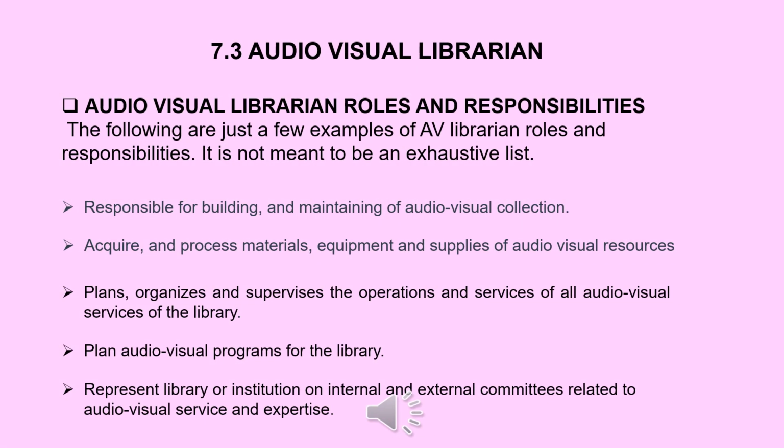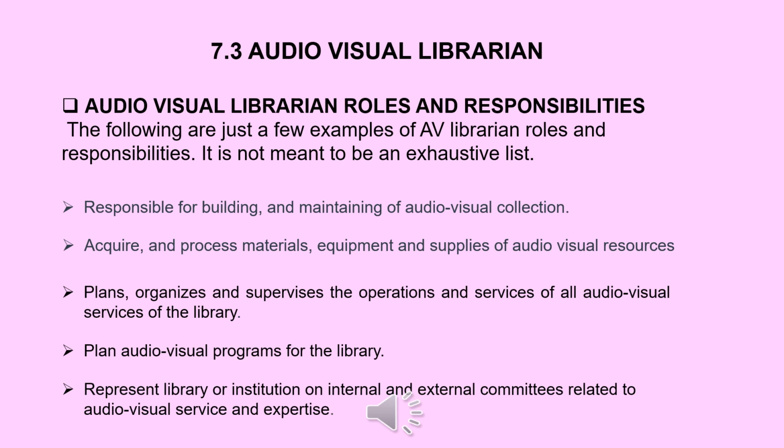The following are just a few examples of AV librarian roles and responsibilities. It is not meant to be an exhaustive list. 1. Responsible for building and maintaining of audiovisual collection. 2. Acquires and processing of audiovisual materials, purchase of equipment and supplies of audiovisual resources. 3. Plans, organizes and supervises the operations and services of all audiovisual services of the library.